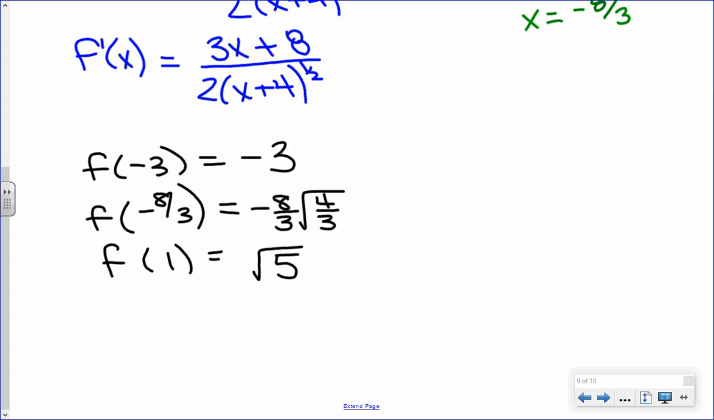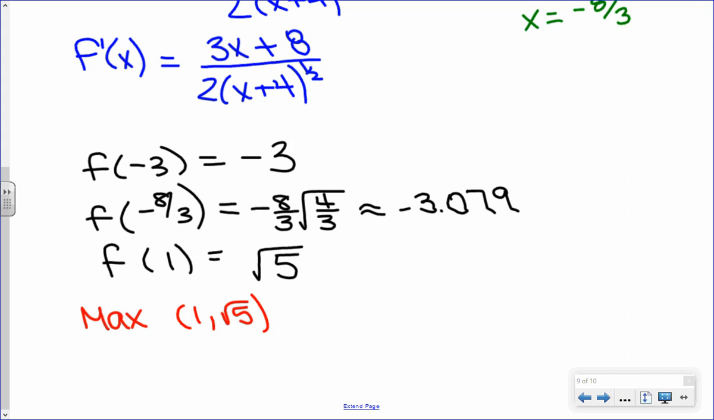Okay, that's pretty awkward, but what is it approximately? And I don't know what's wrong with my board. It has some weird spot. Okay. So what we have is an absolute maximum at the coordinate 1, radical 5, and we have an absolute minimum at the coordinate negative 8/3, negative 8/3 radical 4/3. Okay, or you can put the approximation, that's fine too.